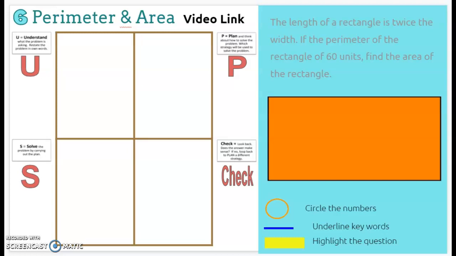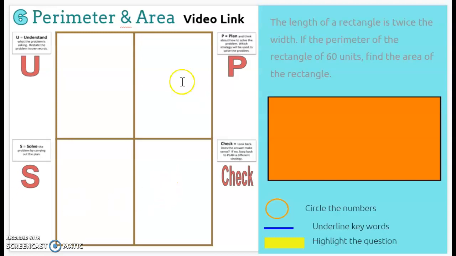All right, here we go with number 6, perimeter and area. The length of a rectangle is twice the width. If the perimeter of the rectangle is 60 units, find the area of the rectangle.